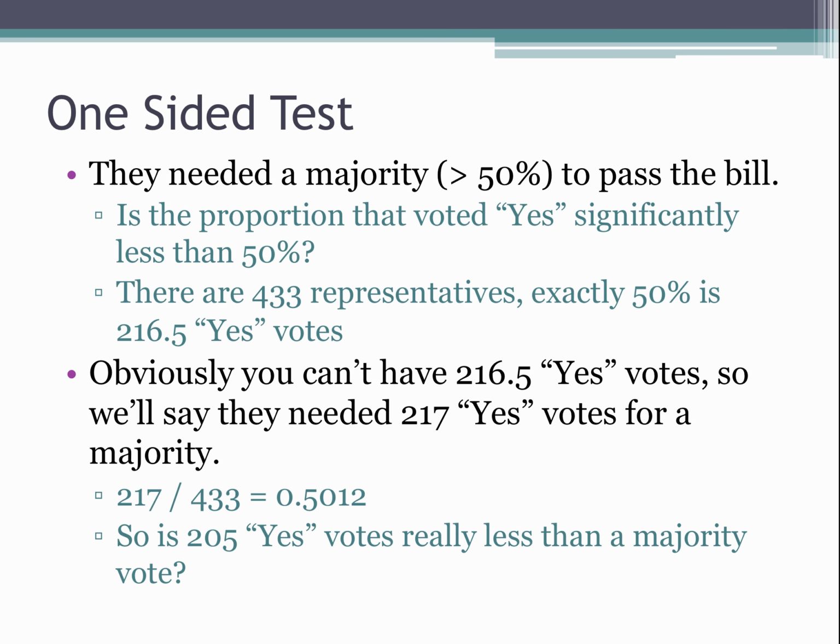If they needed a majority of 50% to pass the bill, we could ask, is the proportion that voted yes significantly less than 50%? There were 433 representatives. Exactly 50% would be 216.5 yes votes. We wouldn't actually have that. So we'll look at 217 for a majority. So is 205 yes votes really less than a majority vote?